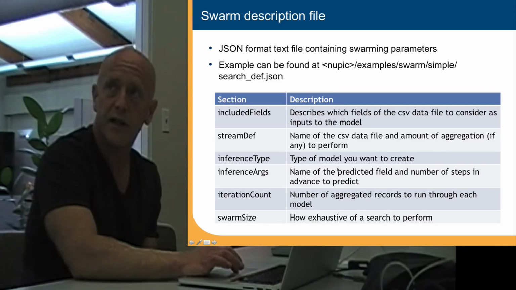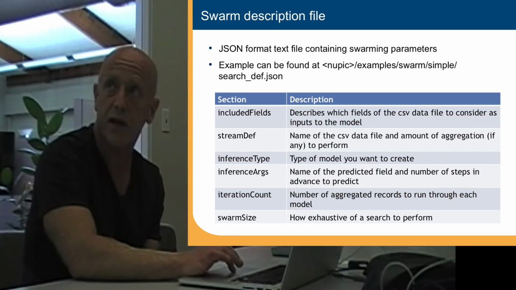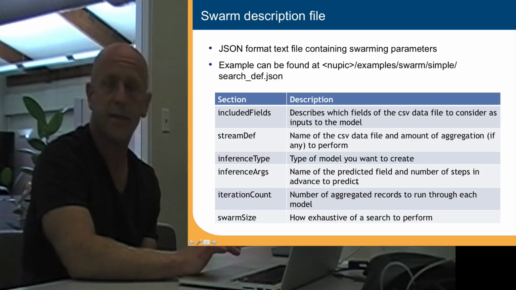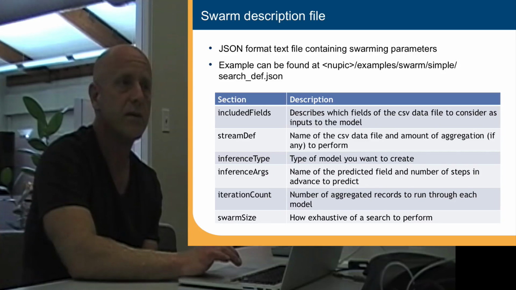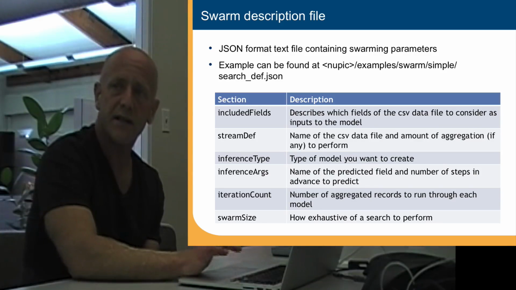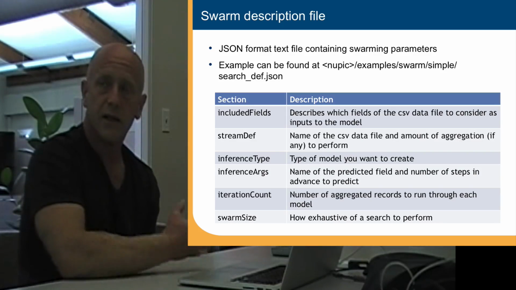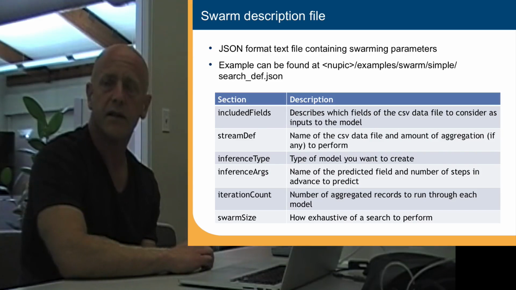The inference type that you're doing, this is the type of model that you want to create. And I'm going to just talk about prediction models here. Inference args provides the name of the field that you're trying to predict and the number of steps in advance. Iteration count is the number of aggregated records you want to run through the model. And swarm size, you can tell it how big of a swarm to run, and that'll impact how long it takes, of course. You'll typically probably run a medium swarm.